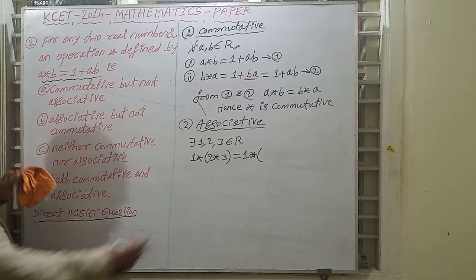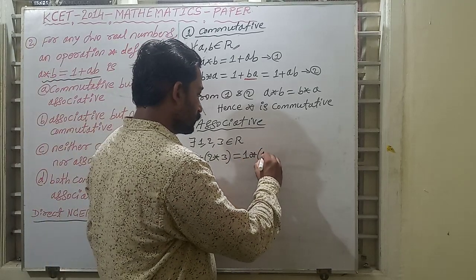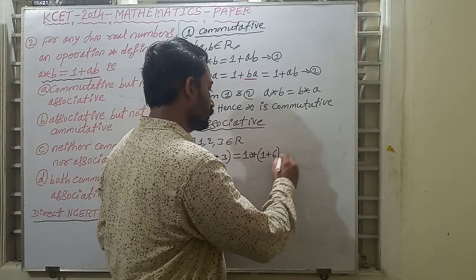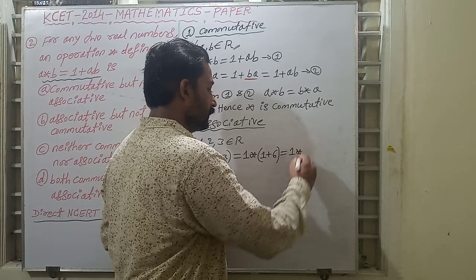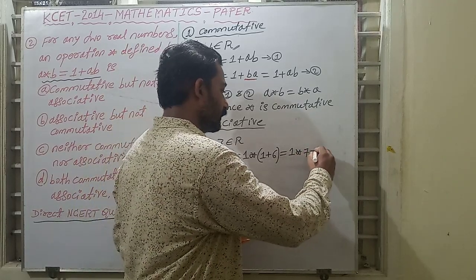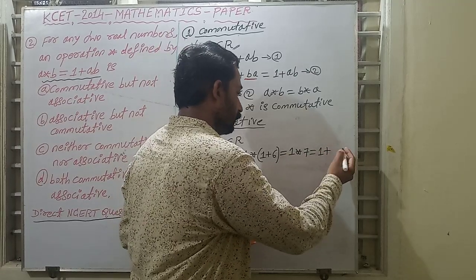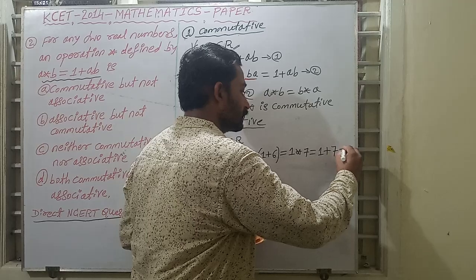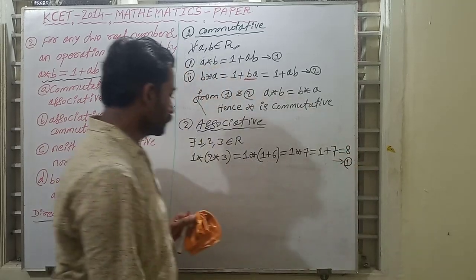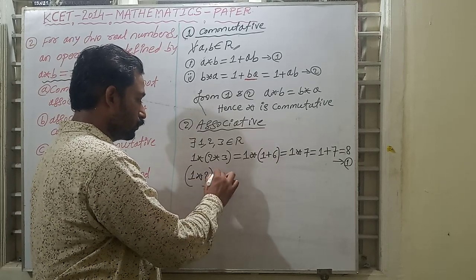in the same way, 2 star 3 can be written as 1 plus 2 into 3, that is 1 plus 6. So it can be written as 1 star 7. Again, simplify this. 1 star 7 can be written as 1 plus 1 into 7, nothing but 7. So 1 plus 7 is nothing but 8. This is equation 1.